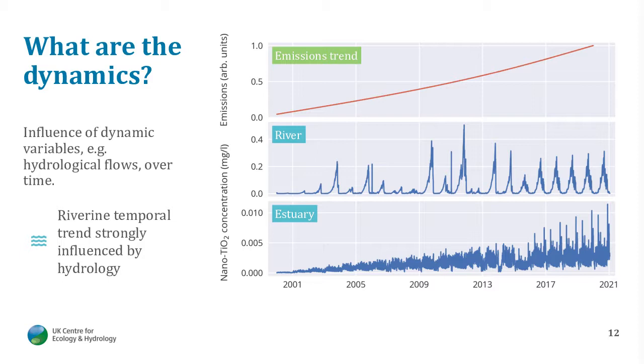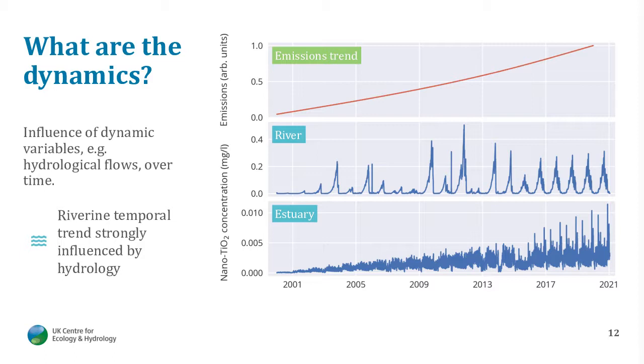So soil isn't that dynamically interesting in terms of nanomaterials. So I thought I'd just reflect on a slightly more dynamically interesting compartment, which is surface waters. In this example here, I've picked out two reaches, a river reach and an estuary reach, that are representative of the whole catchment, just to give you an idea of how nanomaterial concentrations change in these compartments over time. And again, I've given you the emissions trend at the top there to give you an idea of how nanomaterials are being released.